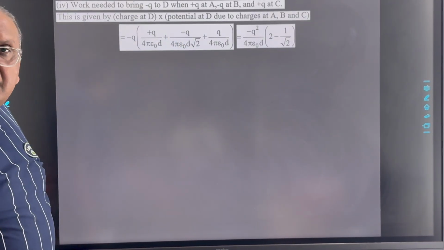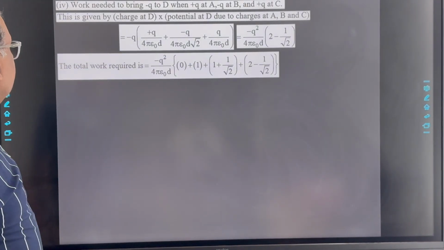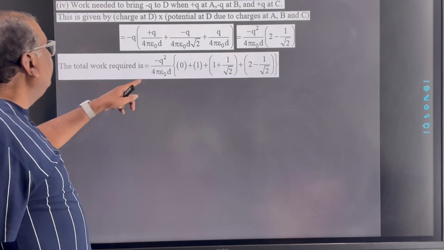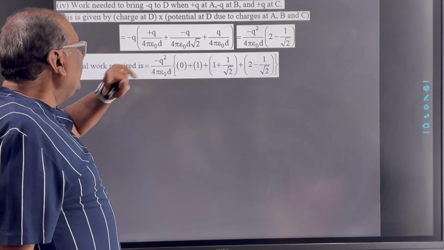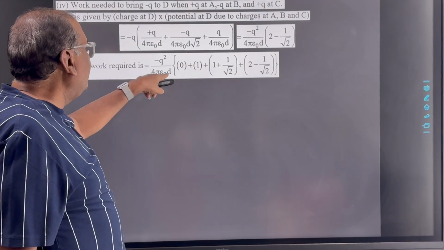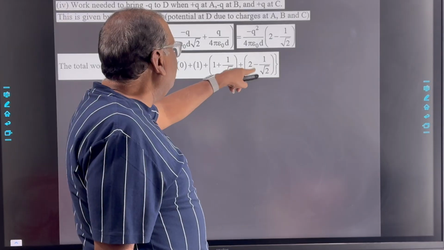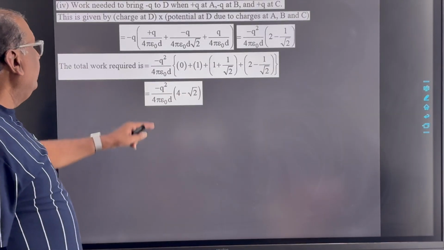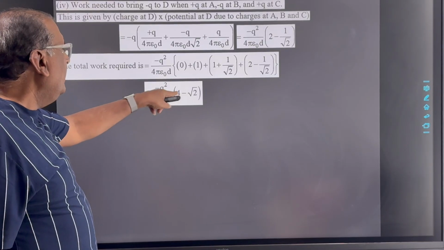So the total work done to assemble the system of these 4 charges is the summation of all the work done. So we can write here minus Q square upon 4 pi epsilon 0 D common. In the first case the work done was 0. In the second case it was minus Q square upon 4 pi epsilon 0 D. Then plus 1 upon root 2. Then plus 2 minus 1 upon root 2. If we simplify this one, then our answer will be minus Q square upon 4 pi epsilon 0 D into (4 minus root 2).